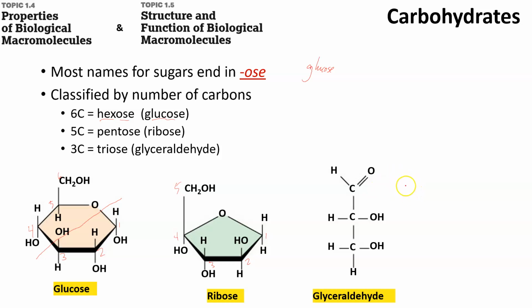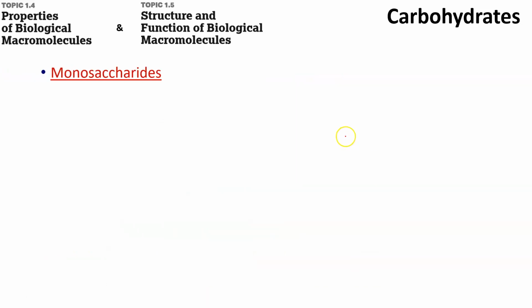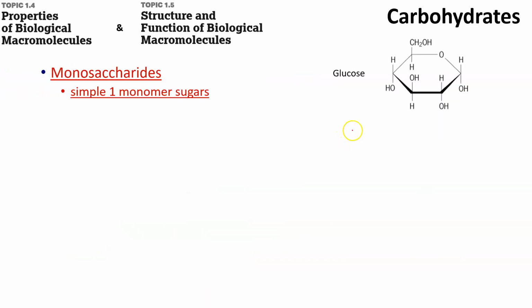Glyceraldehyde sometimes has phosphate groups. Very important molecule, glyceraldehyde. We'll talk about that much later, especially when we get to how these things get broken down and converted back into energy. But for now, know that sugars are classified by the amount of carbons they have. The monosaccharides for sugars, things like glucose, these single rings. These are simple one-monomer sugars, such as glucose, which is an example up here on the right.